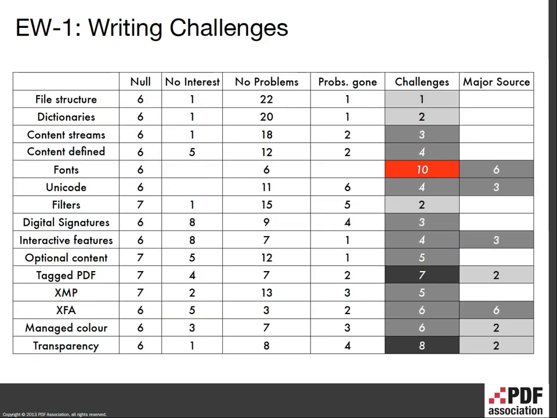So we also asked, what are the kinds of challenges you have in writing PDF? We asked this question in a couple of different ways and charted here the responses in terms of those things which were the greatest level of challenge. As you can see from the numbers here, fonts obviously score the highest. They present the most problems for writers, followed by transparency and tagged PDF, and then a number of other issues.